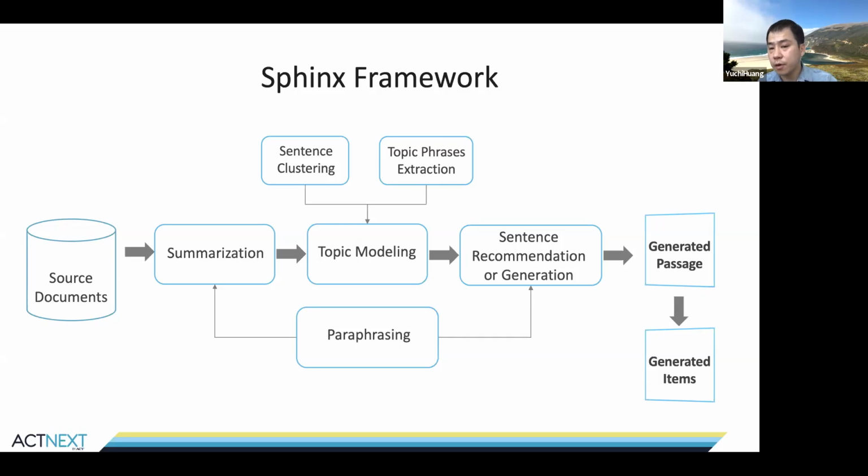And we also have a module called paraphrasing, because in this domain, writing, we should avoid the plagiarism problem, because we cannot use their work directly. So we need to do the rewriting. So here comes the paraphrasing module. Then the sentence recommendation or generation. This means after we select some sentences, this module can provide us a lot of options to go forward from either the source document archive, the sentence pool, or generate some entirely new sentences for us to choose. And finally, we can generate the passages and also generate items for users to use.